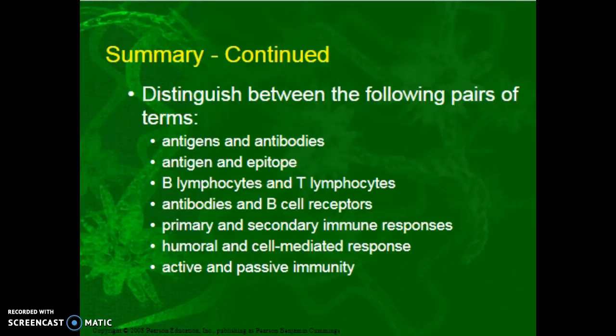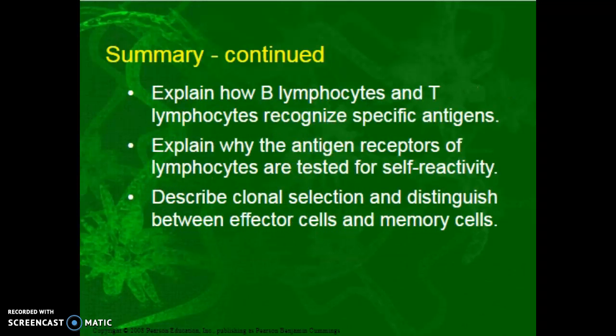So if I were you, I would be practicing on flashcards or T-tables or whatever you use for vocab. Practice, practice, practice. Explain, here are our bigger ideas. Explain how B lymphocytes and T lymphocytes recognize specific antigens. Explain why the antigen receptors are tested for self-reactivity. That's that apoptosis stuff that we talked about in the B cells and the T cells.